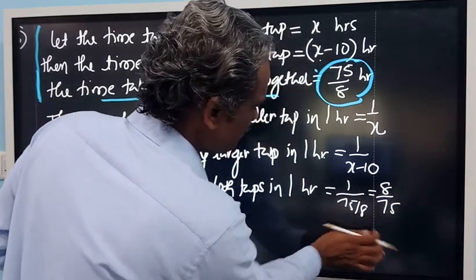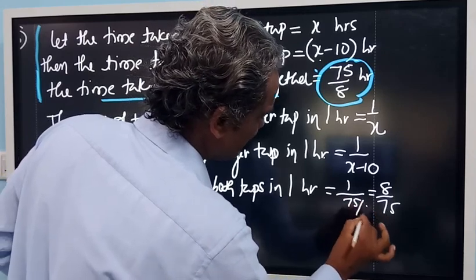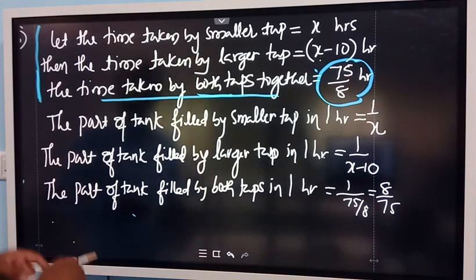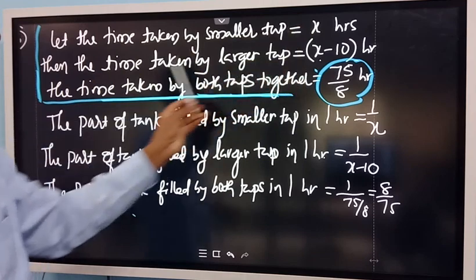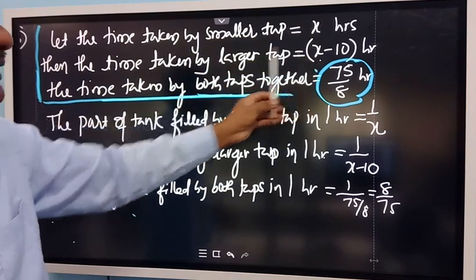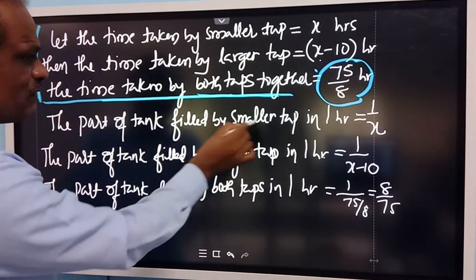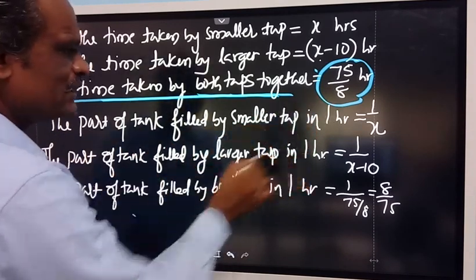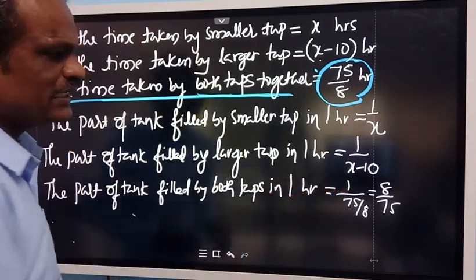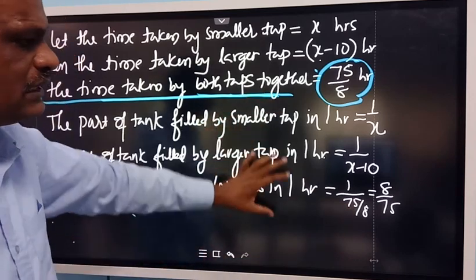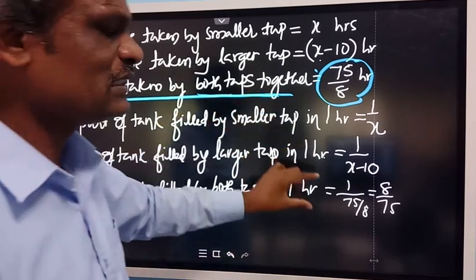So now we got the relation like this. This is 1 divided by 75 by 8. Same thing we did everywhere. Listen carefully. Time taken by the smaller tap is X hours. Time taken by the larger tap is X minus 10 hours. Together they take 75 by 8. Then we are finding the part of the tank filled by the smaller tap in 1 hour, and how much the larger tap fills in 1 hour. Together, turned on, they fill 8 by 75. Now all these are calculated for 1 hour only.